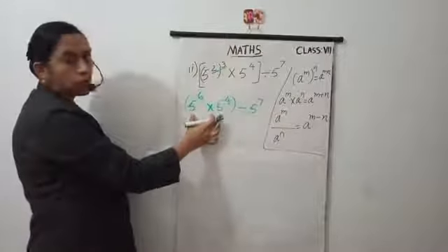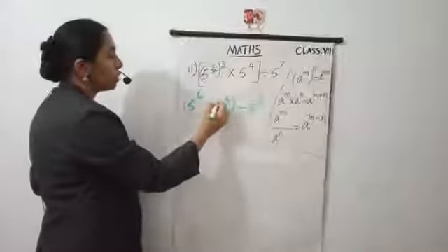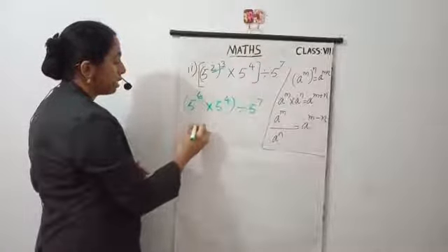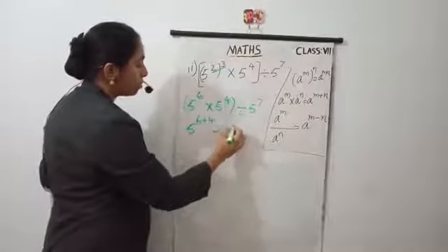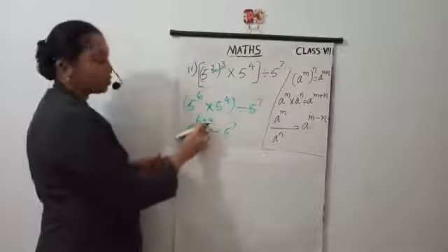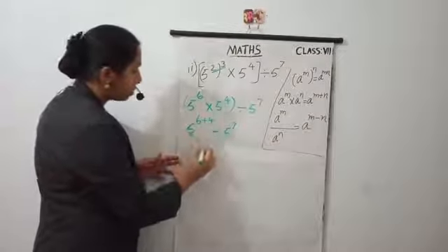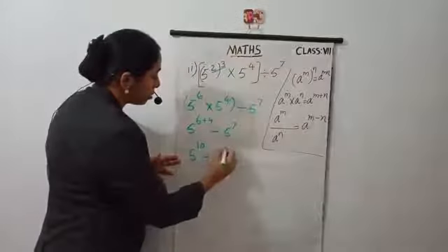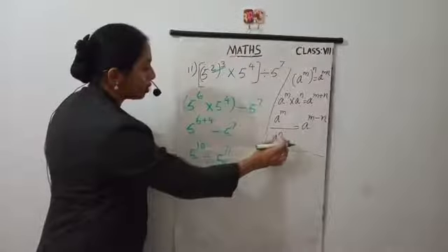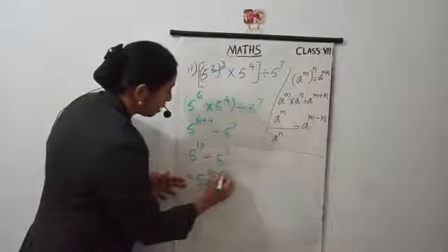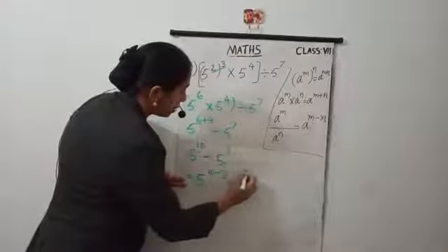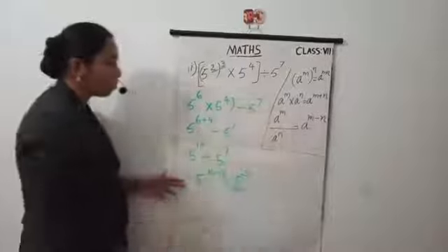Now a raised to m into a raised to n, that is 5 raised to 6 plus 4 divided by 5 raised to 7, that is 6 plus 4, 10. 5 raised to 10 by 5 raised to 7. This is equal to, now use this, 5 raised to 10 minus 7, that is 10 minus 7, 3. So 5 raised to 3.